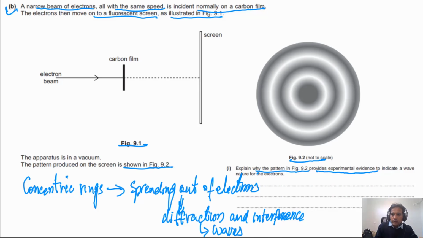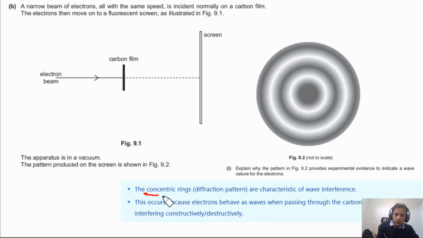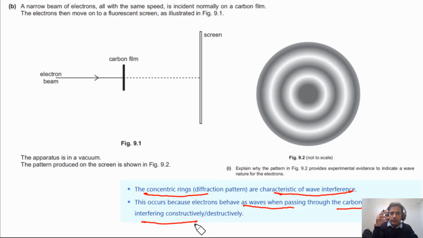If you understand these points, now let me show you how you can write down the answer. First of all, concentric rings are characteristic of wave interference. This occurs because electrons behave as waves when passing through the carbon film, diffracting and interfering constructively and destructively. So this is how you can answer, and this question has 2 marks.